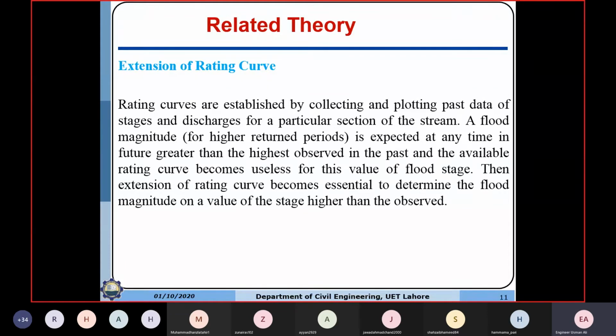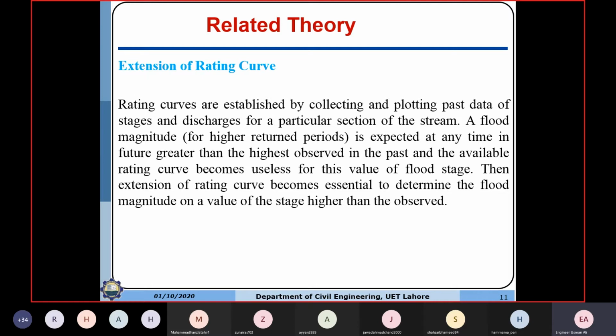तो हम मुमकिन है कि डिस्चार्ज जिसके लिए हमने मैक्सिमम डिस्चार्ज जिसके लिए रेटिंग कर्व बनाया है उससे ज़्यादा डिस्चार्ज वहाँ आ जाए, ज़्यादा रेनफॉल्स हो जाएं, तो बात का हमें वी नीड टू एक्सटेंड द रेटिंग कर्व टू फाइंड आउट द स्टेज if the discharge is known to us, or to find out the discharge if the stage is recorded, in case the discharge is more than the recorded data that we have.